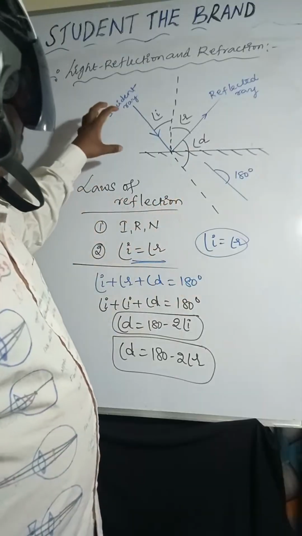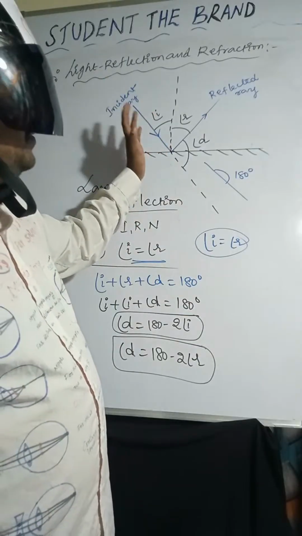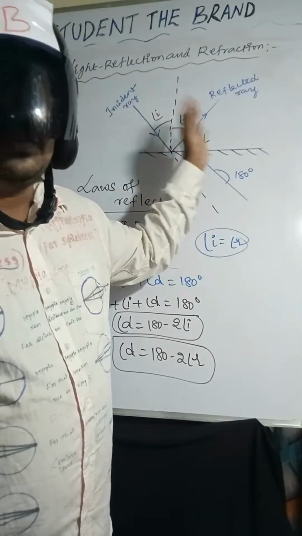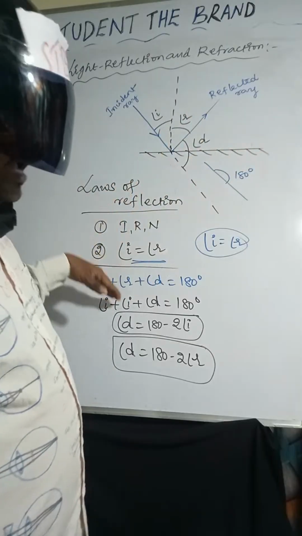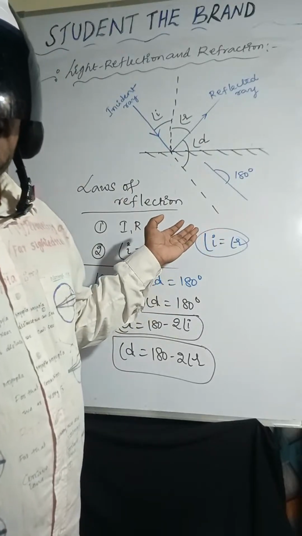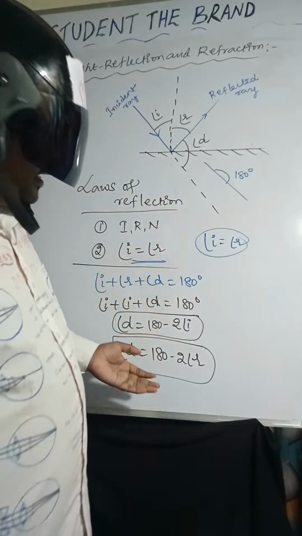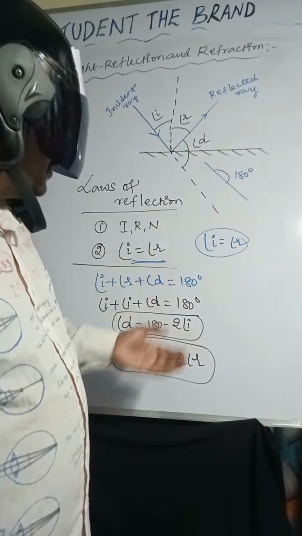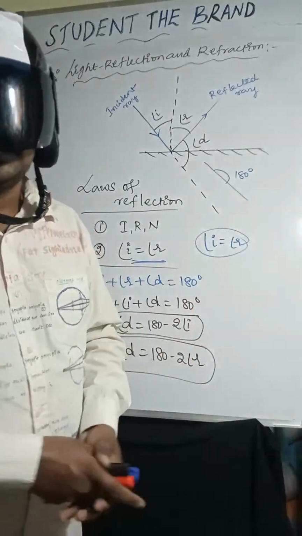Laws of reflection and reflection of light: the bouncing back of the light from the reflecting surface is called reflection of light. From angle of incidence equal to angle of reflection, we can take the angle of deviation formula: angle of deviation equals 180 minus 2 angle of incidence, and angle of deviation equals 180 minus 2 angle of reflection.